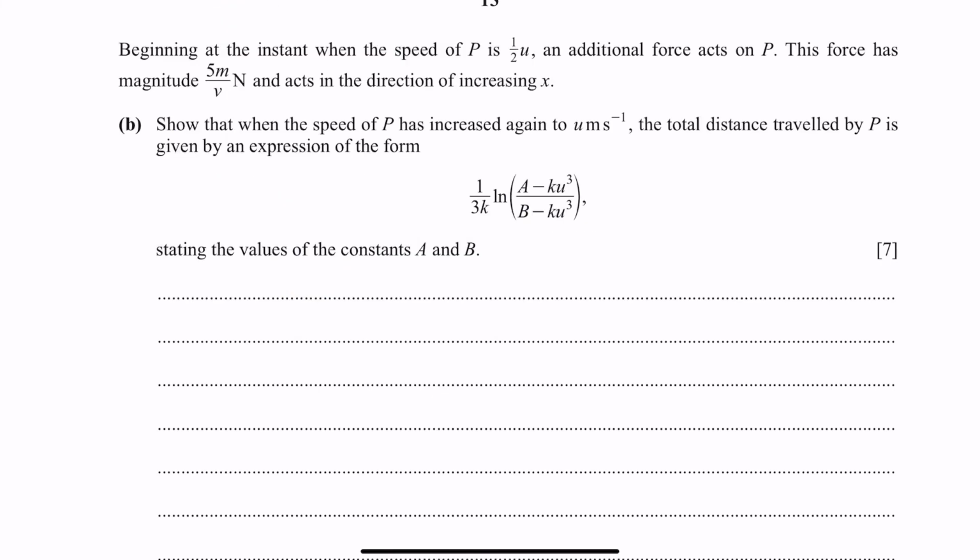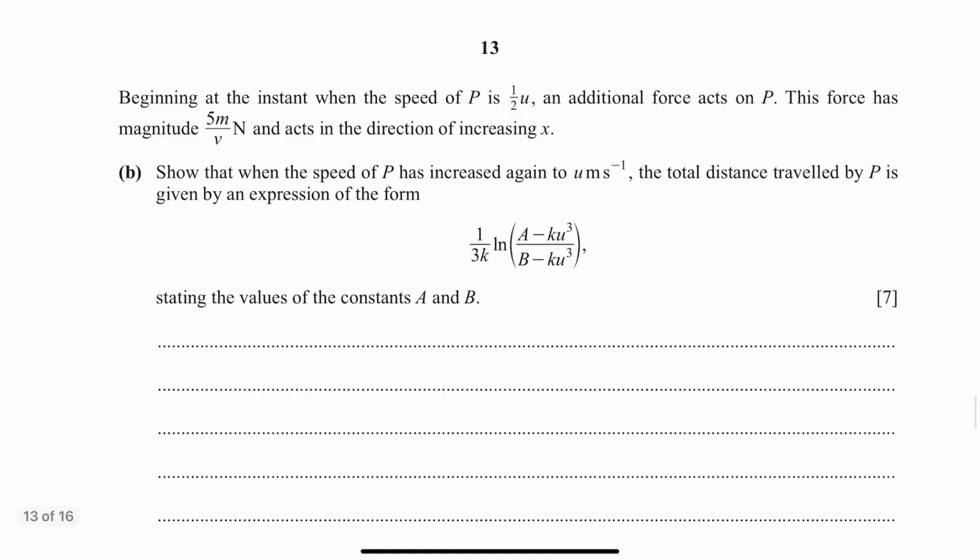Part B. Beginning at the instant where the speed of p is half u, an additional force acts on p. This force has magnitude 5m over v and acts in the direction of increasing x. Show that when the speed of p has increased again to u, the total distance traveled by p is given by an expression of the form 1 over 3k ln (a minus ku cubed over b minus ku cubed), stating the values of the constants a and b.